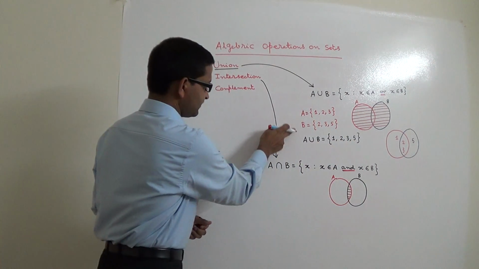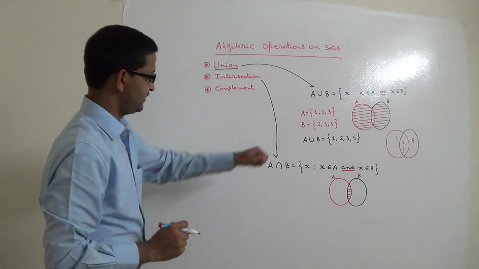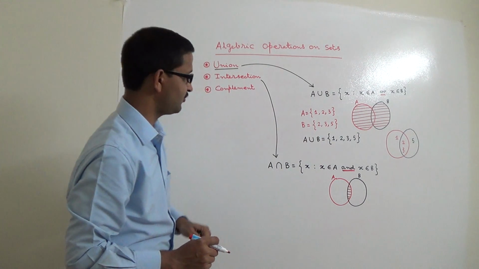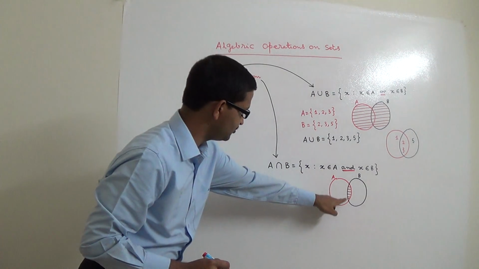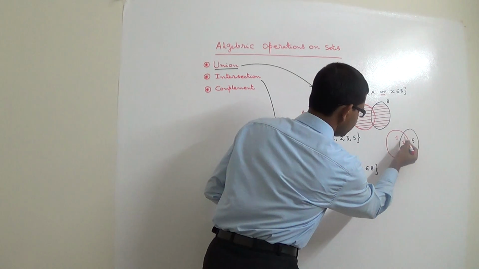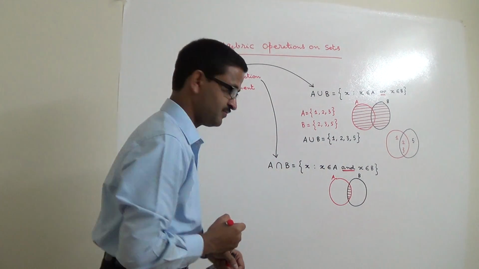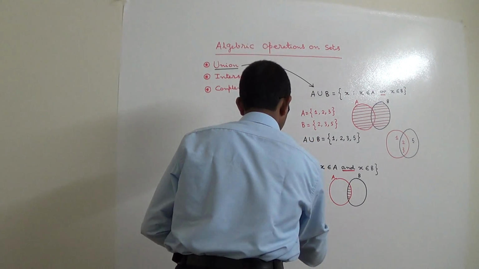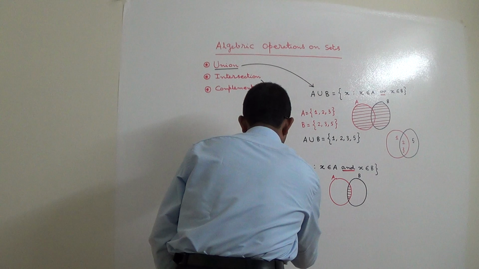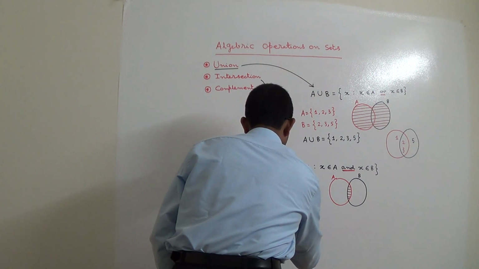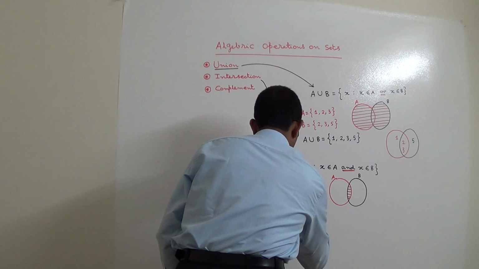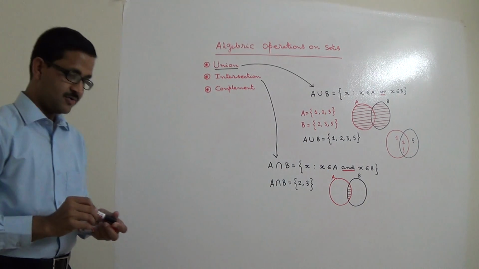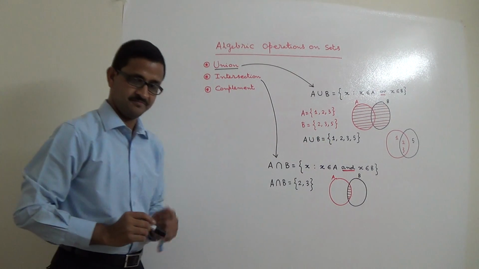Now, if I take this example that A is equal to 1, 2, 3 and B equal to 2, 3, 5, what will be A intersection B? This region, that means what is there in this region? That is 2 and 3. So, for this example, A intersection B will be 2 and 3. Now that we established by means of Venn diagram.